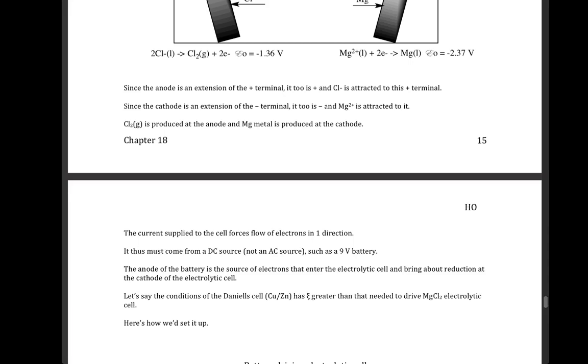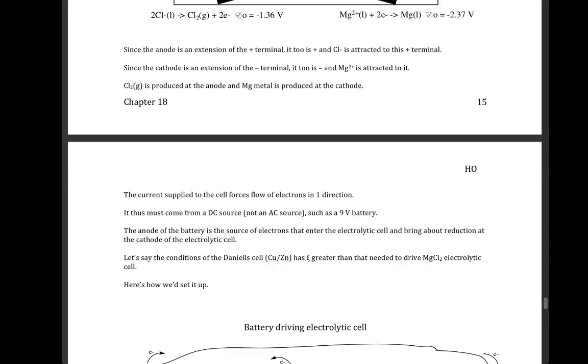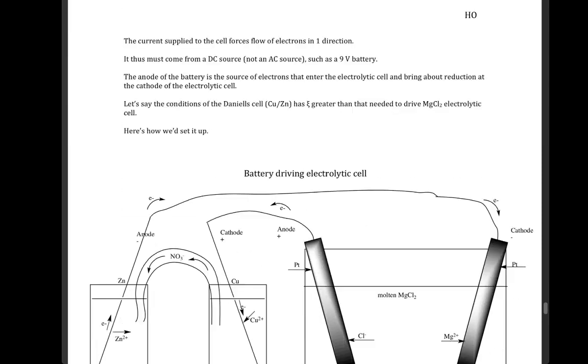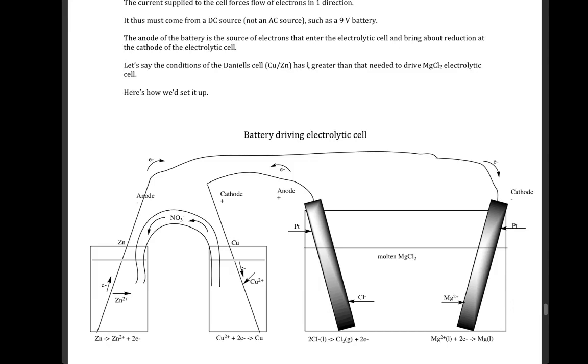Let's say the conditions of the Daniell cell, the copper zinc cell, has a potential greater than that needed to drive the magnesium chloride electrolytic cell. What I'm saying there is we're going to use the Daniell cell as a battery to drive this magnesium chloride electrolytic cell. So here's how we'd set it up.